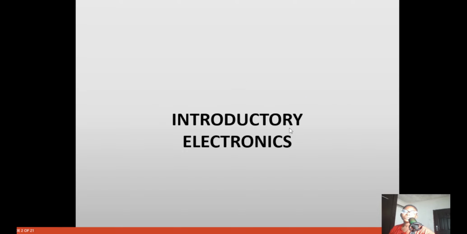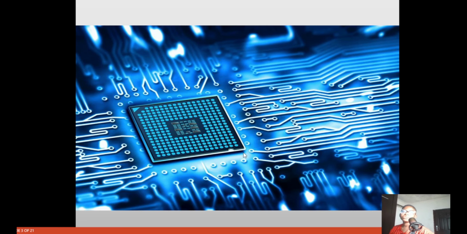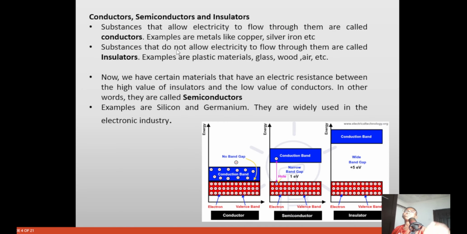Today, our topic is introductory electronics. We're going to talk about semiconductors. So briefly, let's really talk about what conductors, semiconductors, and insulators are. Substances that allow electricity to flow through them are called conductors. Examples are metals like copper, silver, and iron. I'm sure we've established this in our previous class.